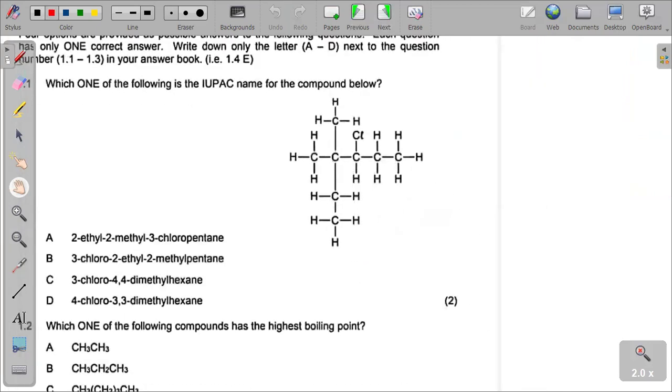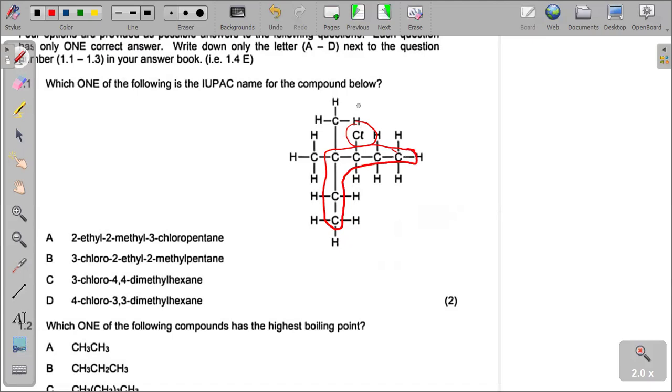So number 1, we are seeing this is a saturated compound, but apparently there is a halogen there. So we want to first identify the longest chain. Apparently this is the longest continuous chain of carbon atoms that we have. So this is the longest chain that we are identifying here, right? It means it has left us with a substituent there.